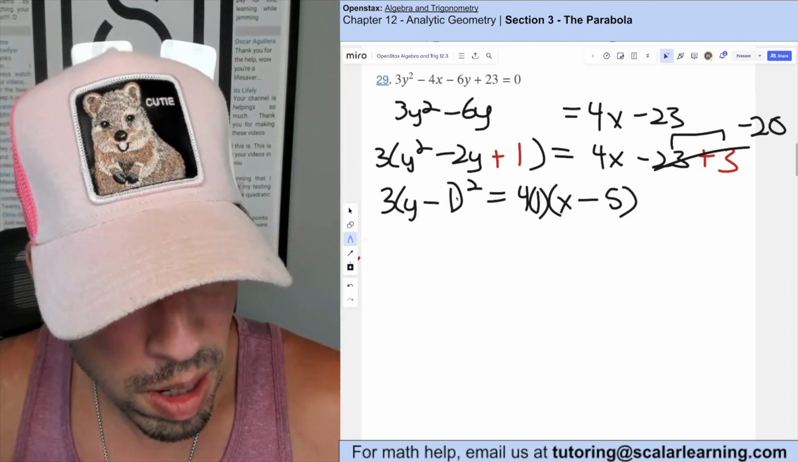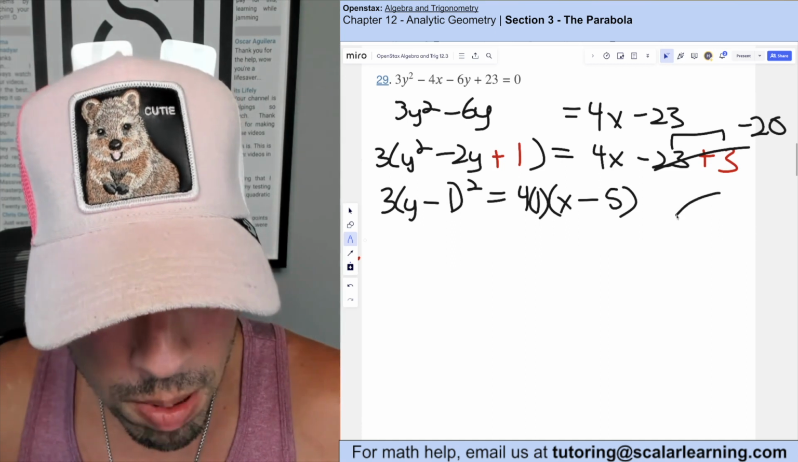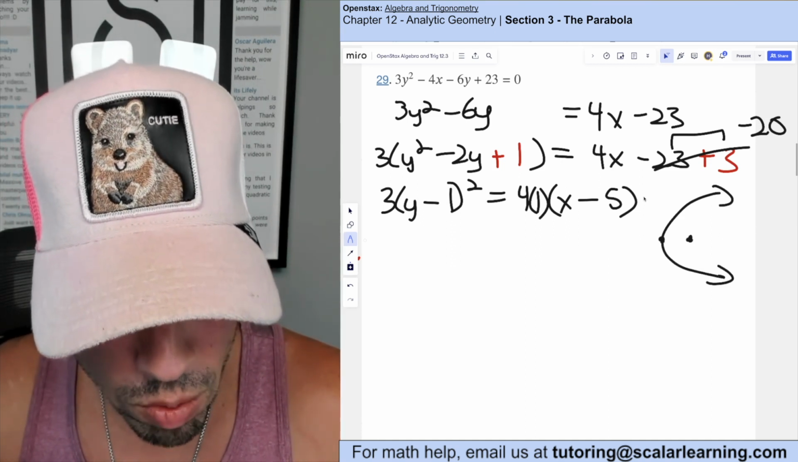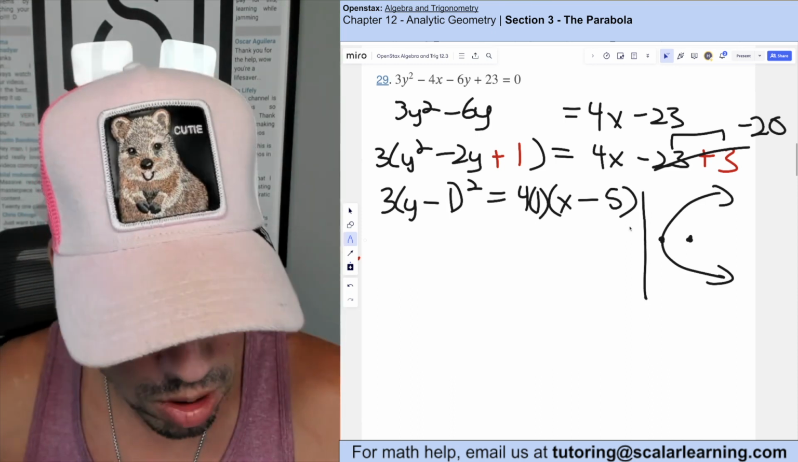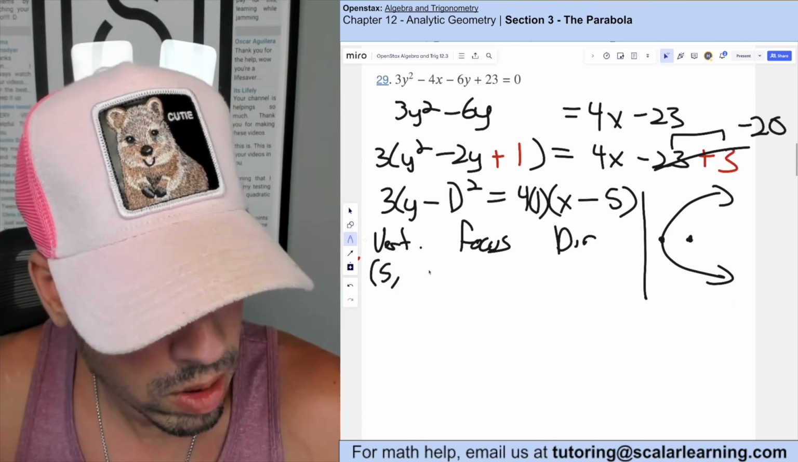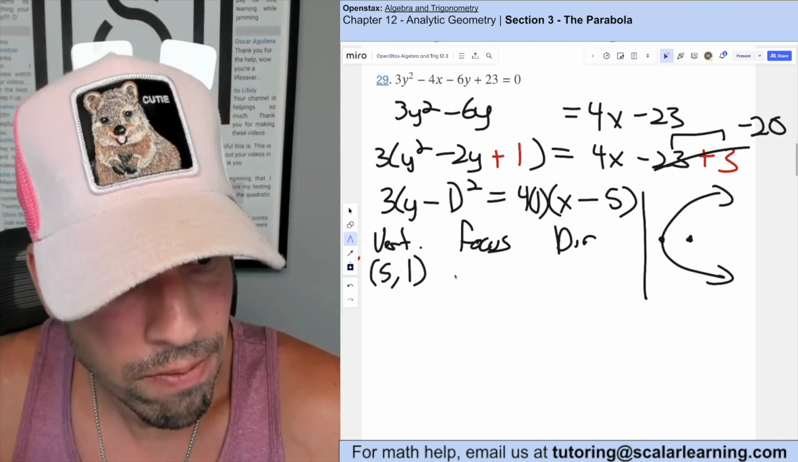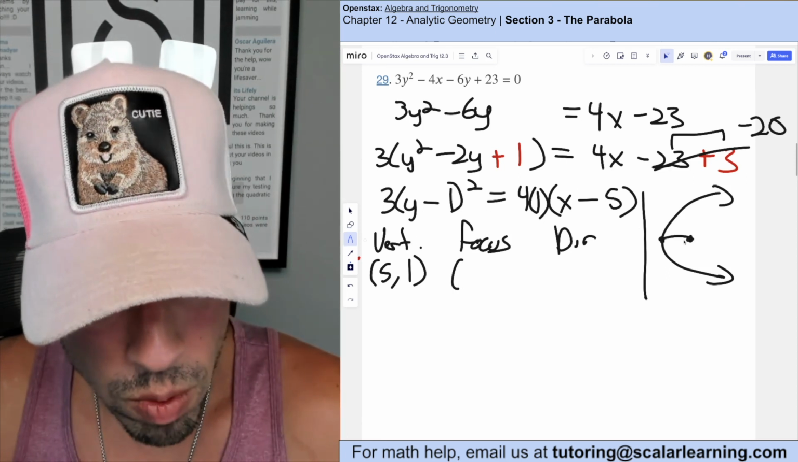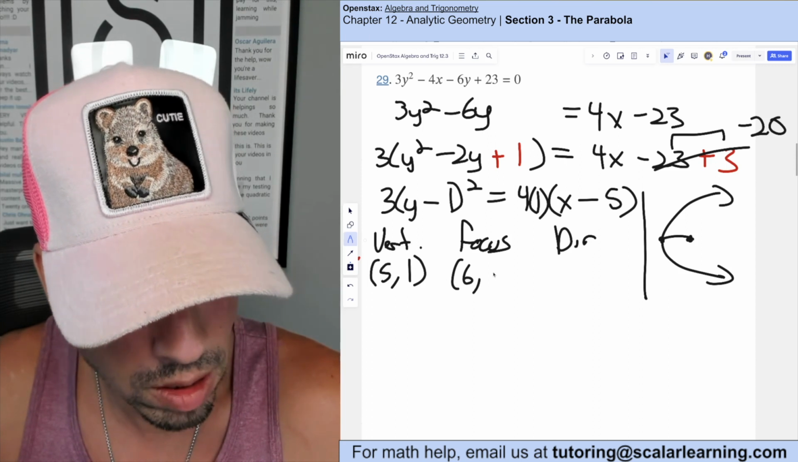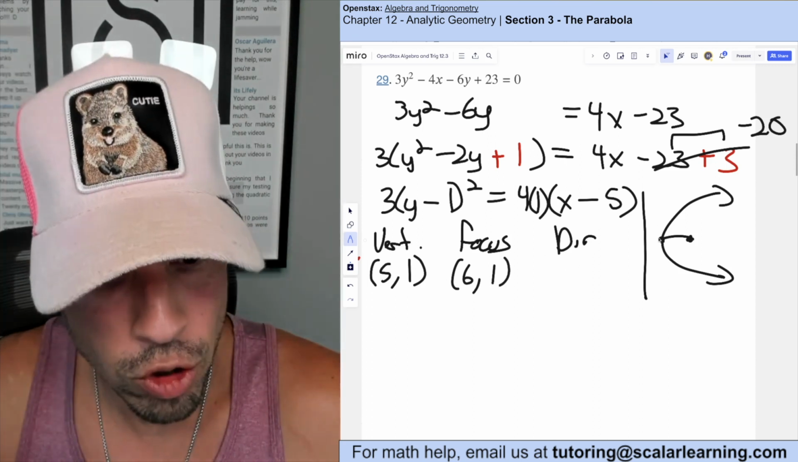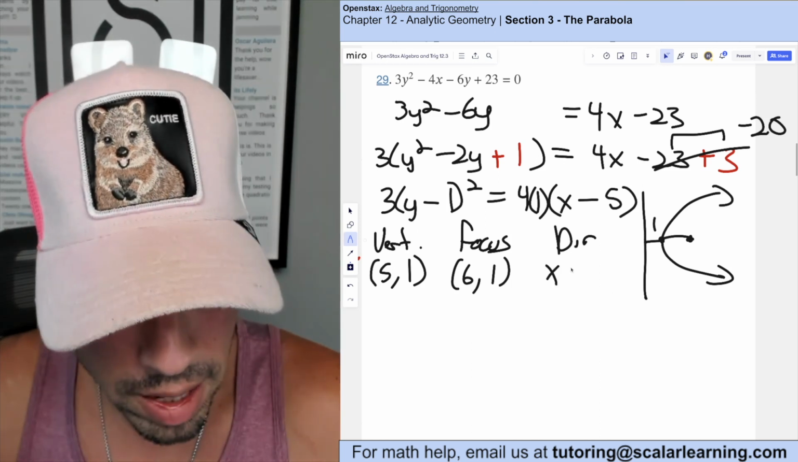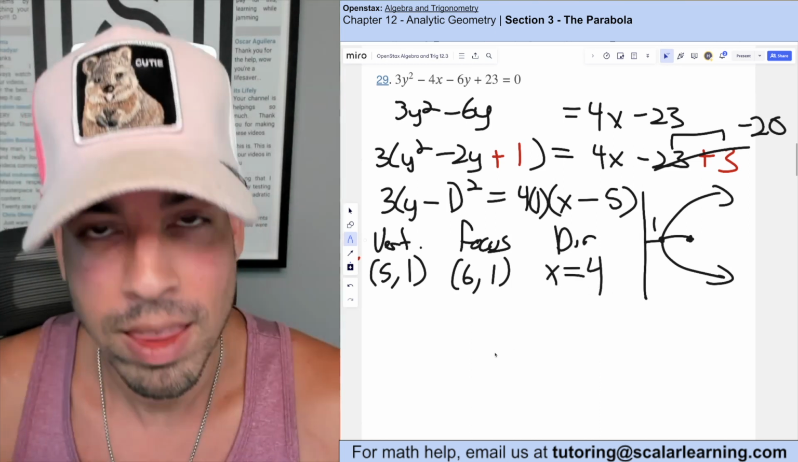The other thing is the p-value is positive, and this is a y squared. That means this is opening to the right. That means our focus is going to be here inside, and my directrix is going to be back here as a vertical line. So now to get the vertex, it's going to be the opposite of what's in the parentheses. So 5 for the x, 1 for the y. For the focus, again, it's moving to the right by that p value, which is 1. So it's going to be 6, right? 5 plus 1 is 6, same y value. And then the directrix going 1 the other direction, and again, it's a vertical line, so it's x equals, and that would be 4. And that's how you do it.